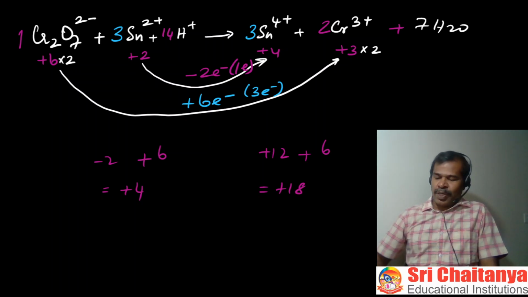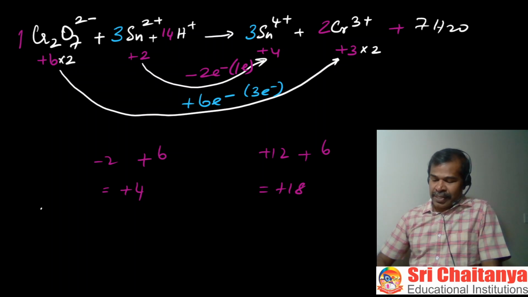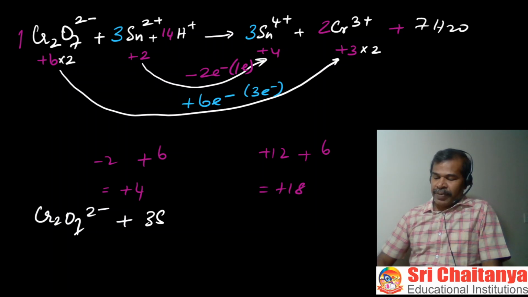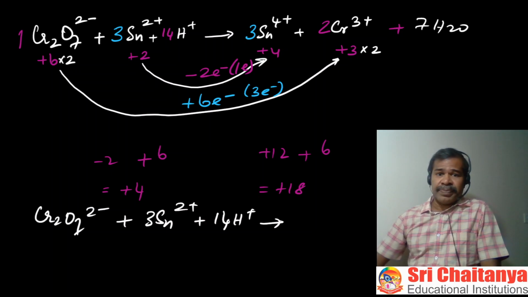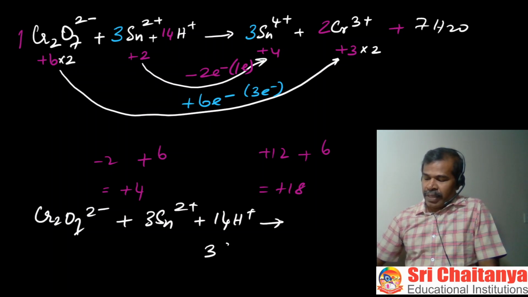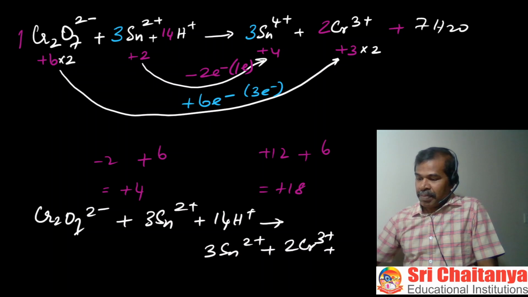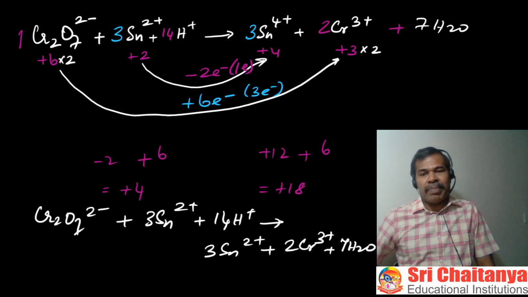The final equation is Cr2O7 2 minus plus 3 Sn2 plus plus 14 H plus, giving 3 Sn4 plus plus 2 Cr3 plus plus 7 H2O. That is the balanced equation.